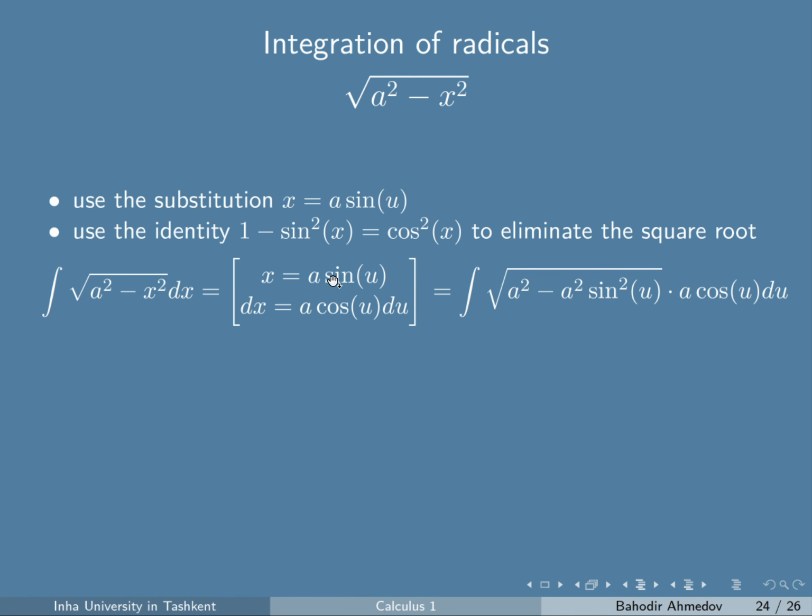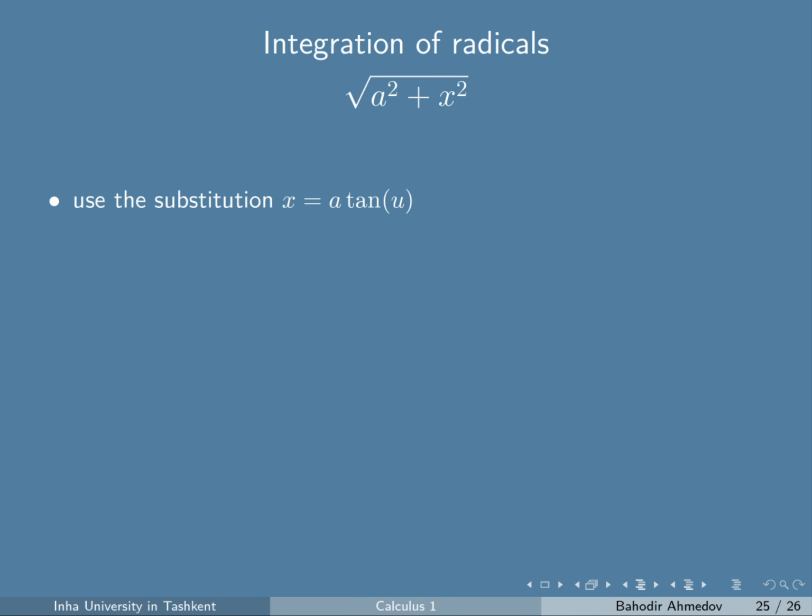If x is equal to a sine of u, then dx is going to be a multiplied by the cosine of u du, right? So once we substitute the x, we have to substitute the dx as well. From the square root, I can take out the a squared, and what is left is 1 minus sine squared of u. By using this identity, we can write this as cosine squared of u. After we simplify everything, it's going to be a squared multiplied by the cosine squared of u, which can be integrated using one of the tools which we have learned so far.